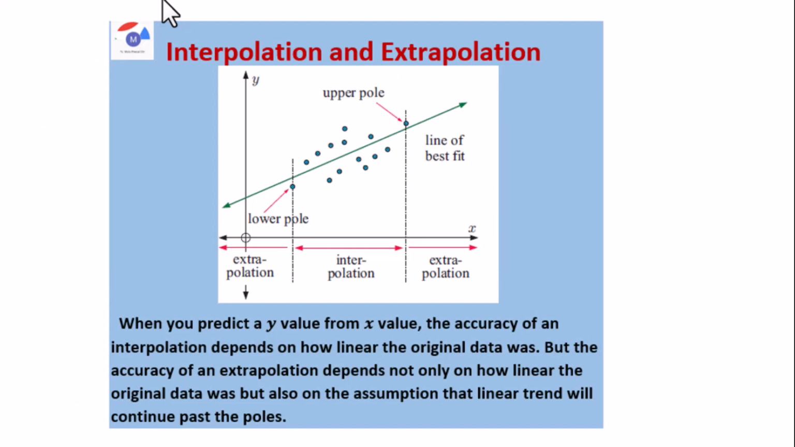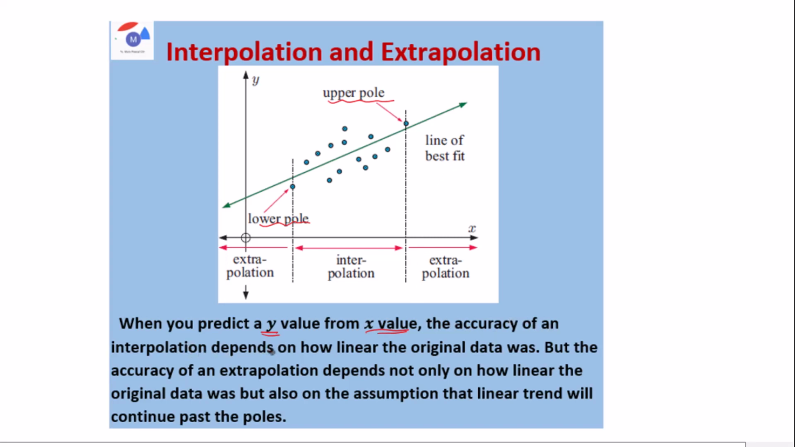According to this diagram, we have a lower pole and upper pole. Between lower pole and upper pole, we call it interpolation. Outside, if the value is lower than lower pole and higher than upper pole, we call them extrapolation.